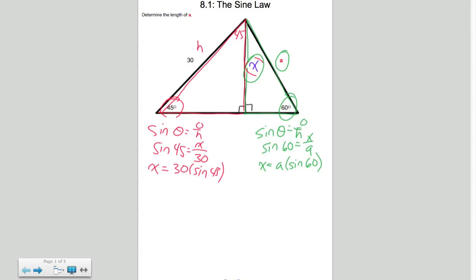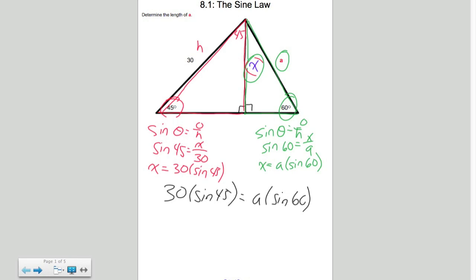Does anybody see where we're going here? Don't we have the same variable, and then you put 30 sine 45 and then a sine 60? Basically, it's what you were saying before. We know the value of x, so we're just going to sub it in. Basically here we got two equations: x is equal to this, x is equal to that. So this is equal to that. We got 30 sine of 45 is equal to a times the sine of 60.